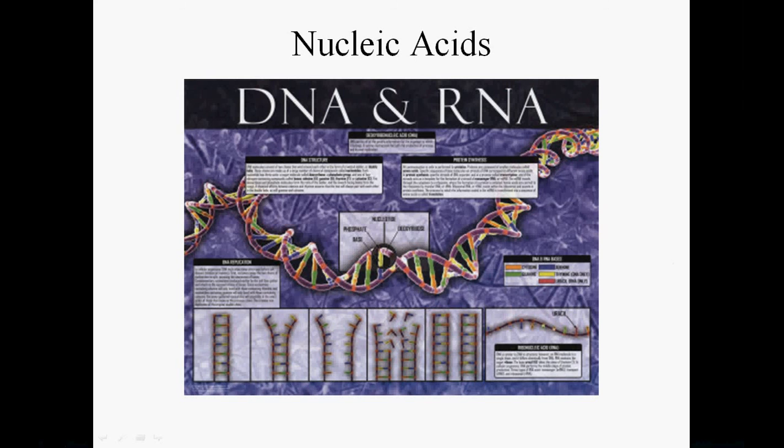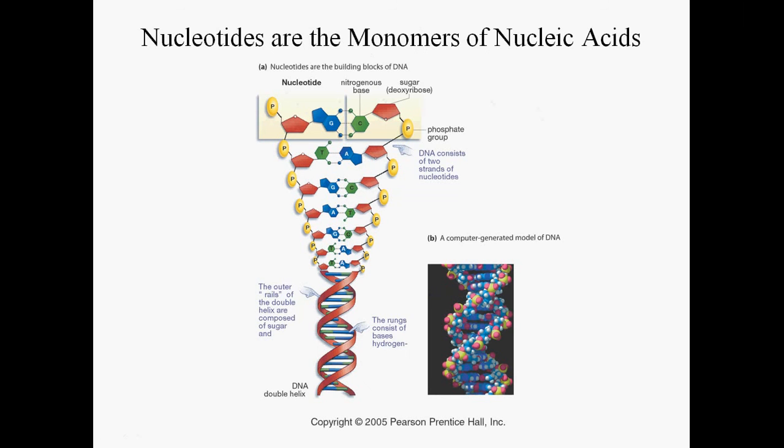The last class of macromolecules that we'll discuss today is the nucleic acids. Nucleic acids make up the DNA and the RNA. You guys have heard these before: deoxyribonucleic acid and ribonucleic acid. Nucleic acids are made up of nucleotides. So nucleotides are thus the monomers of nucleic acid. Now nucleotides are interesting because they actually have some subunits as well. Each nucleotide is made up of a phosphate, a sugar, and a nitrogenous base.